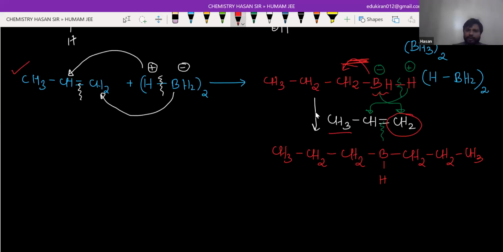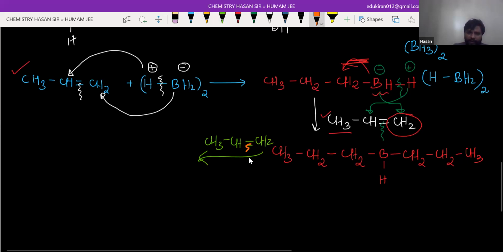First mole we used here, the second mole here, and I told you we are going to use 3 moles of this. Now the third mole comes into play, CH3, CH double bond CH2. Now what you need to do, again break this bond. This will have positive charge and this will have negative charge.